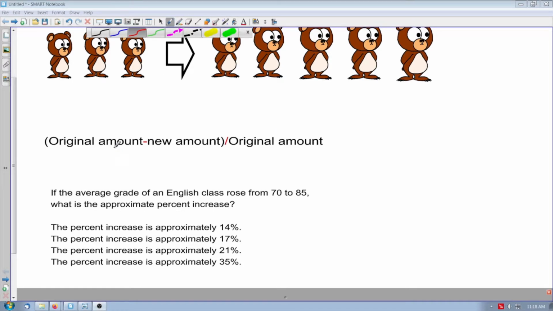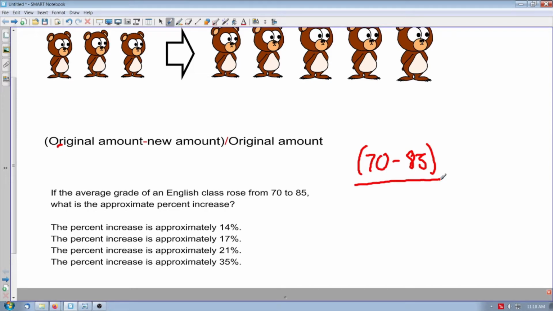Alright, using our formula, we have the original amount minus the new amount divided by the original amount. So the average grade of an English class rose from 70 to 85. So the original amount is the number they list first, or what we start with. So that is our 70. Then we're going to subtract our new amount. The new amount is the amount we end with. We ended with 85. I'm going to put this in parentheses. And then I'm going to divide that whole thing by the original amount. Remember, the original amount is the amount we started with, which again is 70.